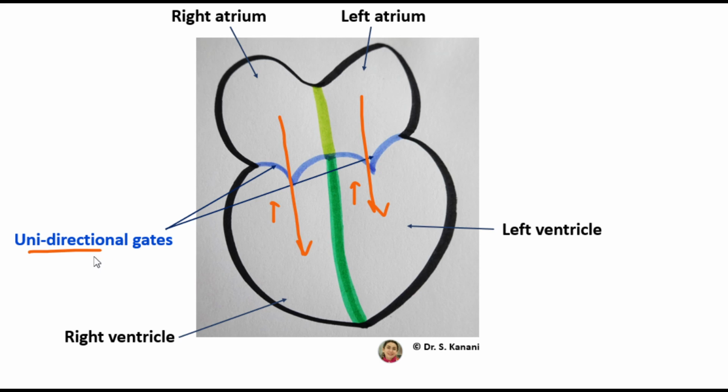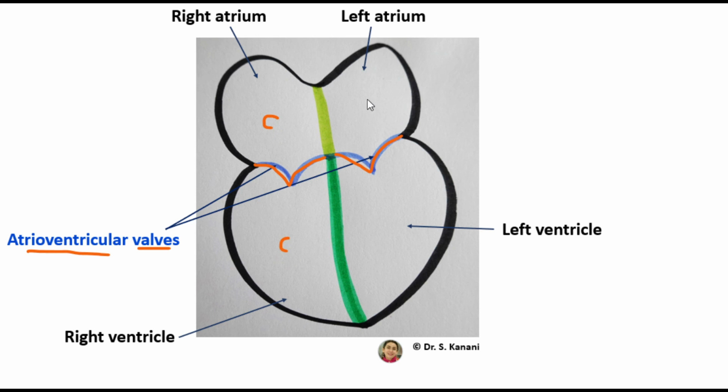We name these unidirectional gates valves, and specifically the valves that we have between atria and ventricles are referred to as atrioventricular valves. So we have 2 atrioventricular valves. One is between right atrium and right ventricle. The other one is between left atrium and left ventricle.